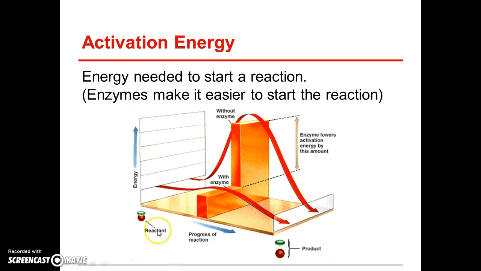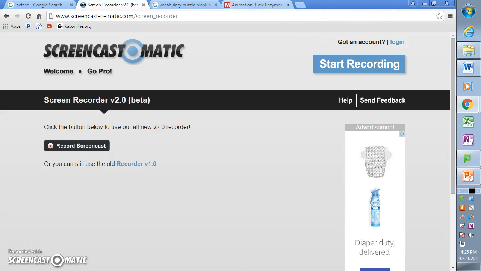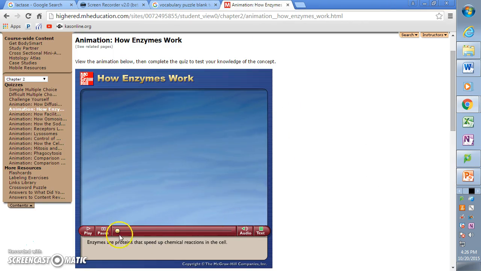I like this illustration because it shows going in, we have reactants, then the reaction happens, the enzyme substrate reaction happens, and then we have our end product. And the energy required is called activation energy. I think I'm going to pause this for right now, and I want to show you a quick animation. I'm going to go ahead and just play this.